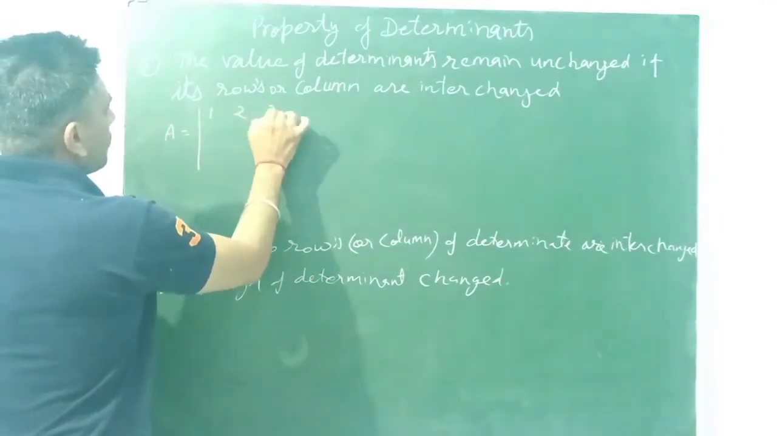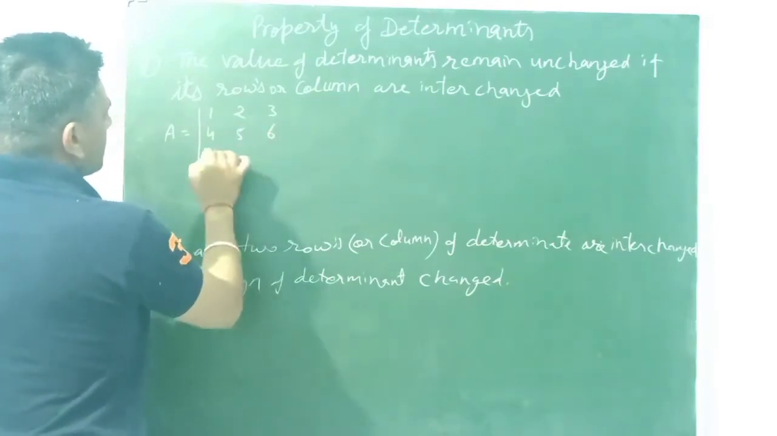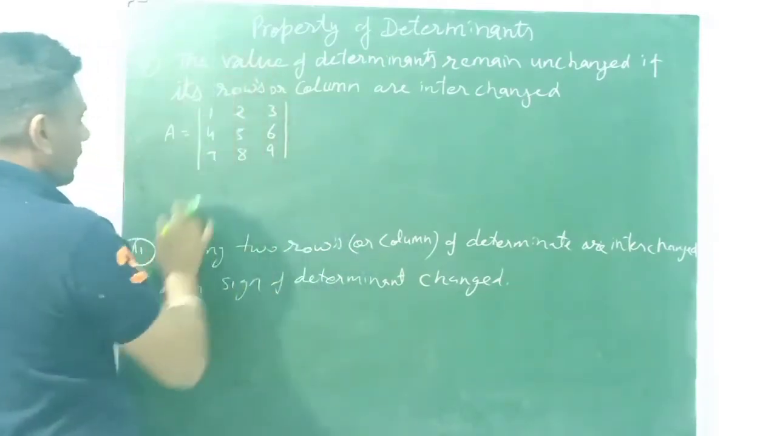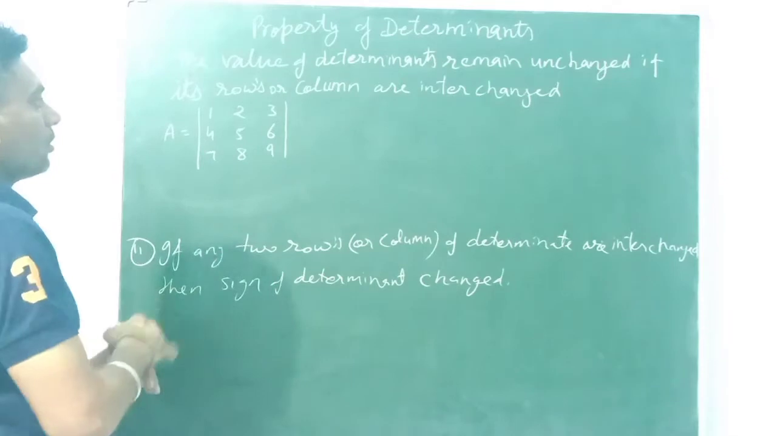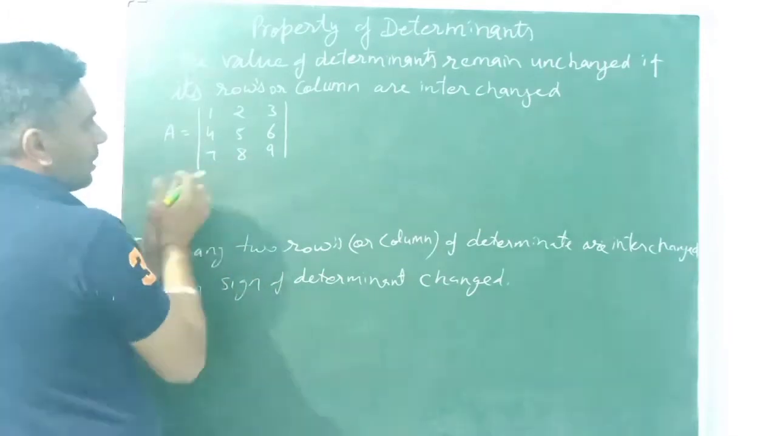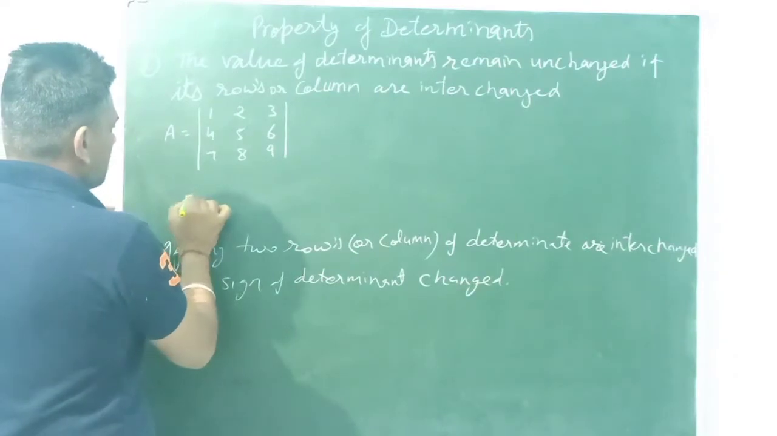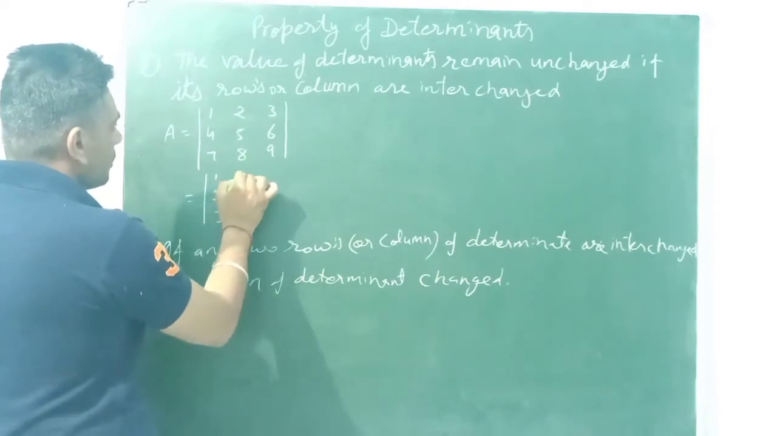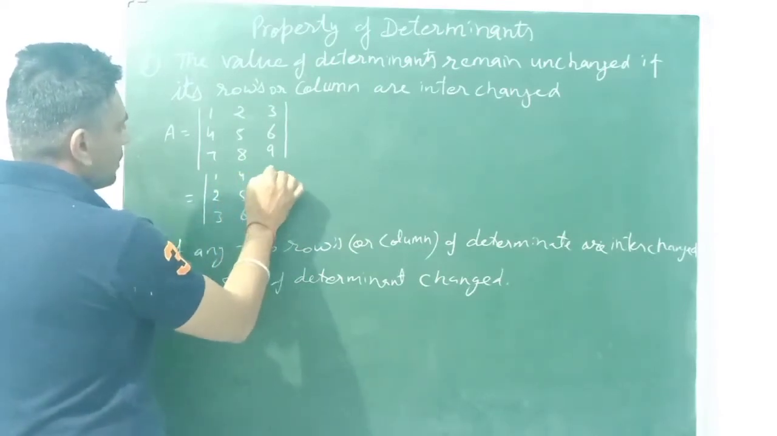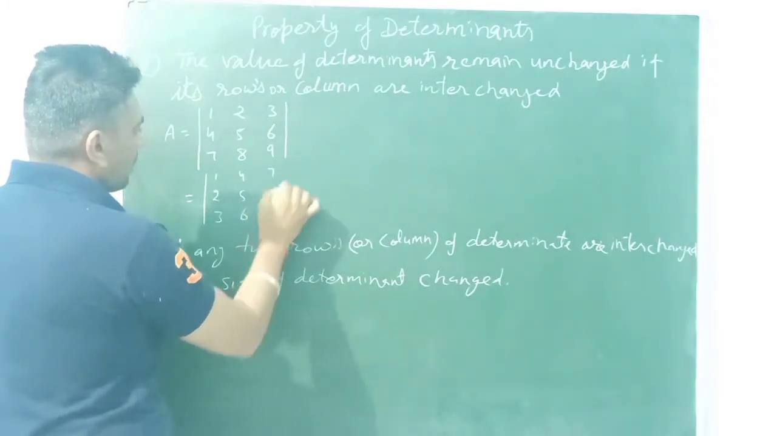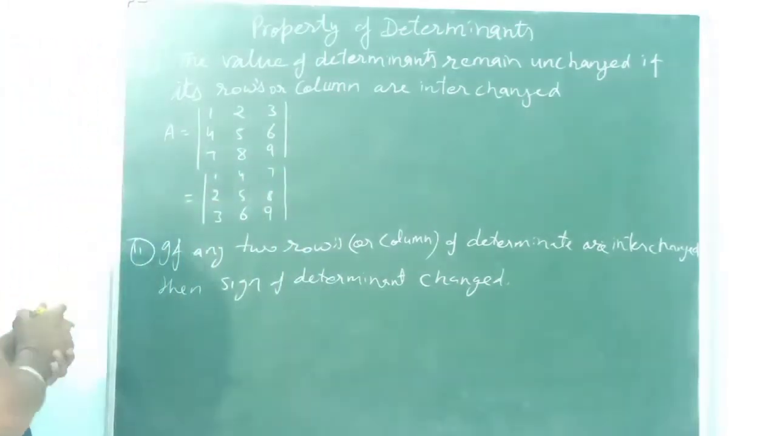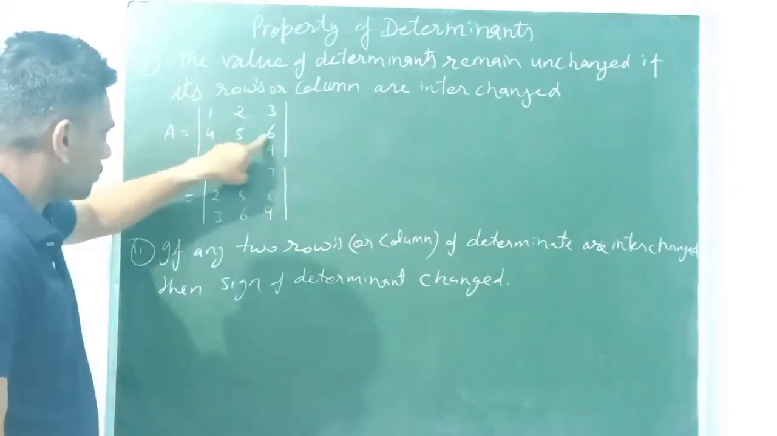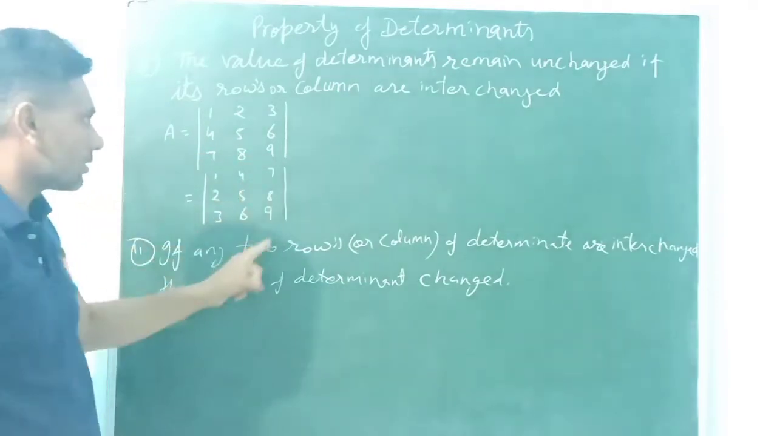Take an example A: 1 2 3, 4 5 6, 7 8 9. Now if its rows and columns are interchanged, then this becomes 1 2 3 4 5 6 7 8 9. Here these rows become columns: the first row becomes the first column, and the third row becomes the third column.